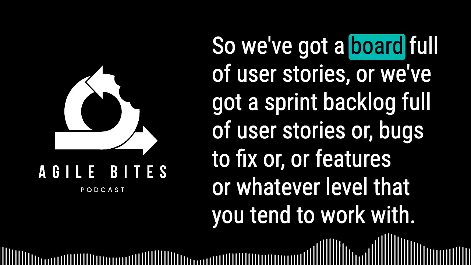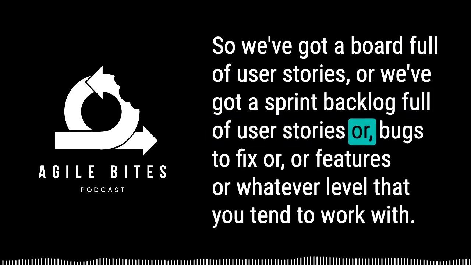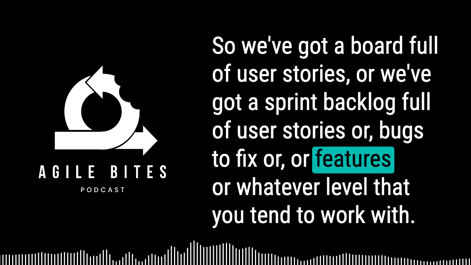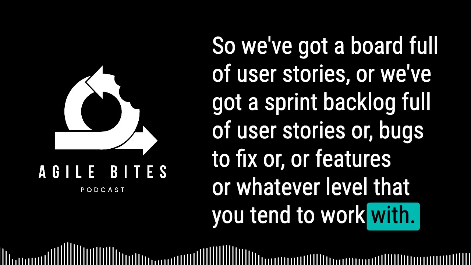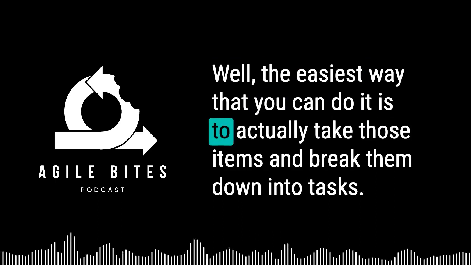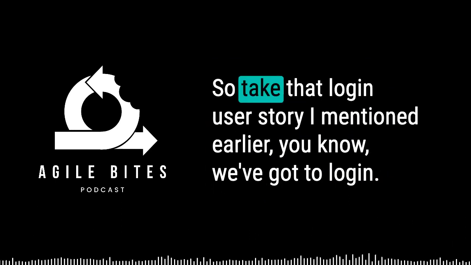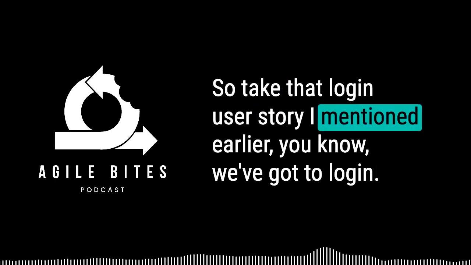Okay, so we've got a board full of user stories, or we've got a sprint backlog full of user stories, or bugs to fix, or features, or whatever level that you tend to work with. How do we do it? Well, the easiest way that you can do it is to actually take those items and break them down into tasks. So take that login user story I mentioned earlier.